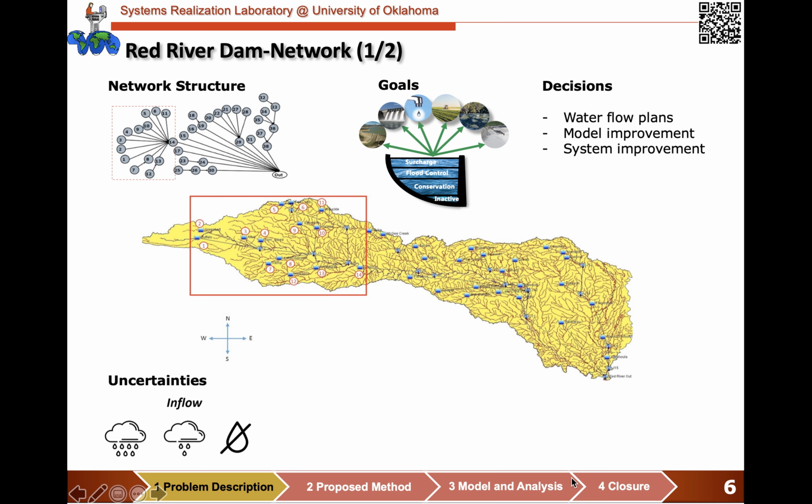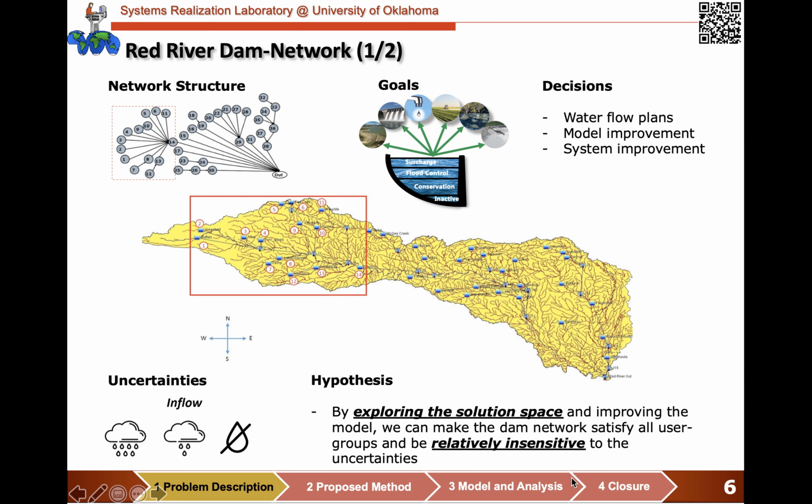The system encounters uncertainties in inflow and outflow of the water. Our hypothesis is, by exploring the solution space and improving the model, we can make the dam network satisfy all user groups and be relatively insensitive to the uncertainties.